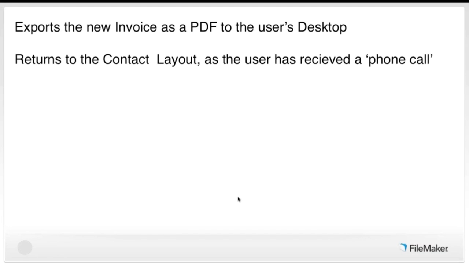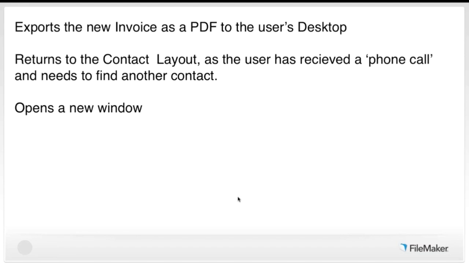So then it returns to the contact layout, and then there's more pauses in between here, and it executes what we consider the simulated phone call. So someone gets a phone call, and I train my users that if they get a phone call, they pop a new window, and they take care of that so it leaves their other window intact, and they can come back to that later. So it pops a new window in the contact database. It does another find.